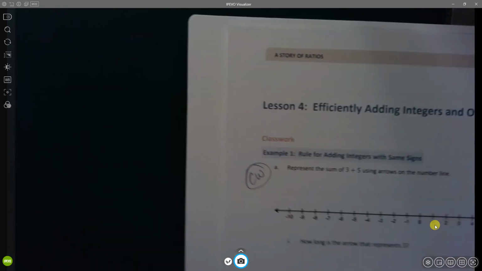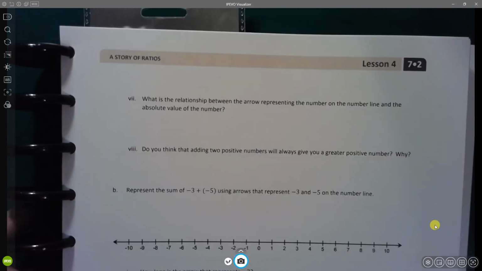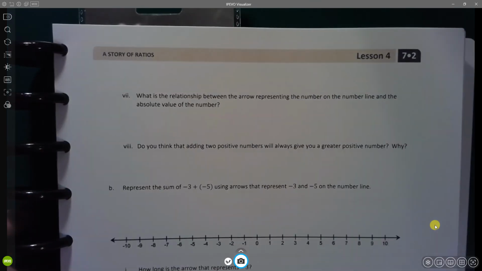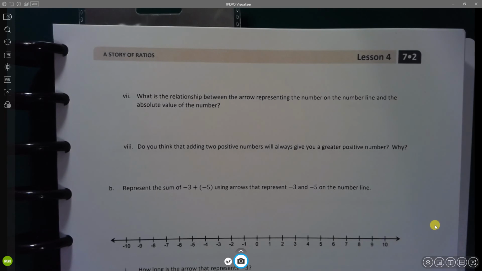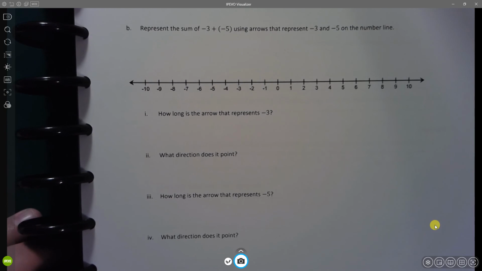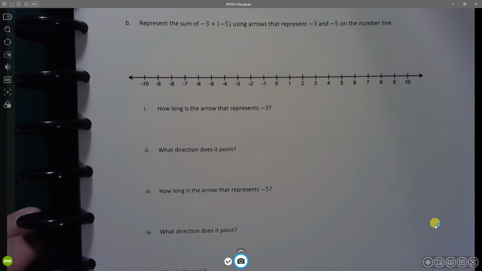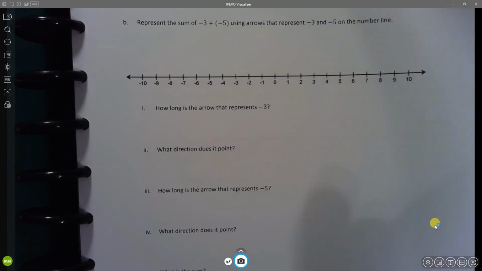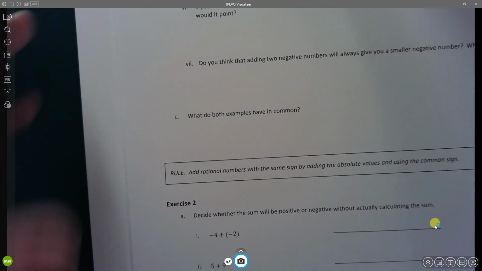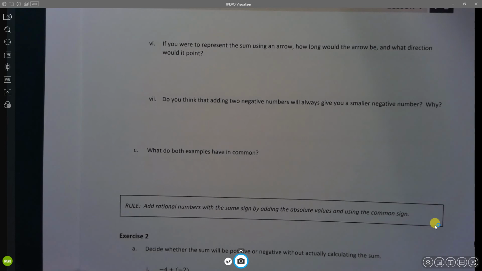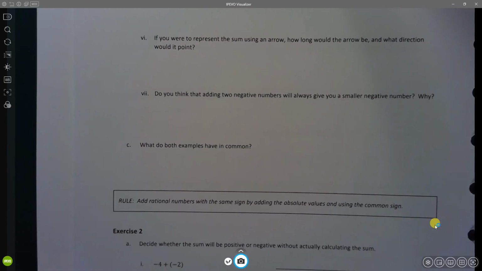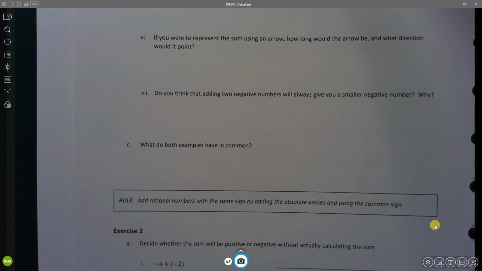I'm going to go ahead and flip over again. You've got these 3 here, 7 and 8, and then they've got part B. Represent the sum of 3 plus a -5 using arrows that represent 3 and -5 on the number line. And you got these parts that you need to work out. Okay, so these need to be done. And last but not least, these are your last couple parts that you need to do on your own tonight. No reason why you cannot get this done. I have faith in you, especially if you're doing what you're supposed to be doing.